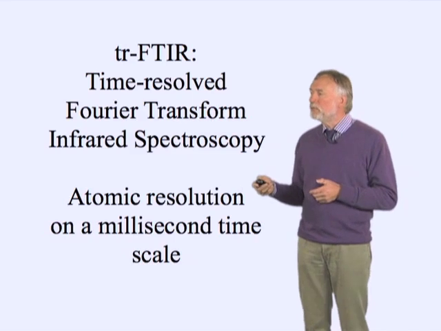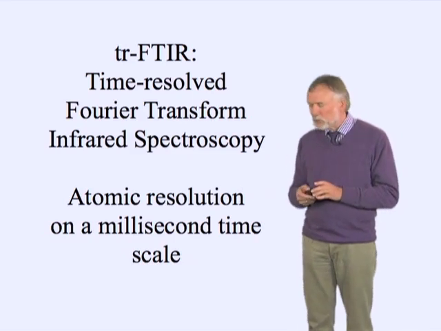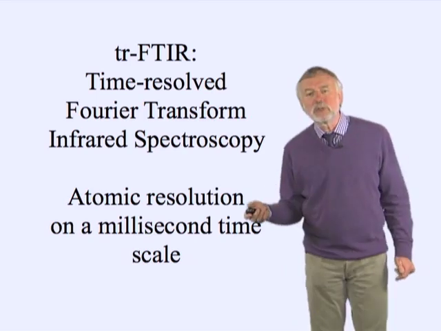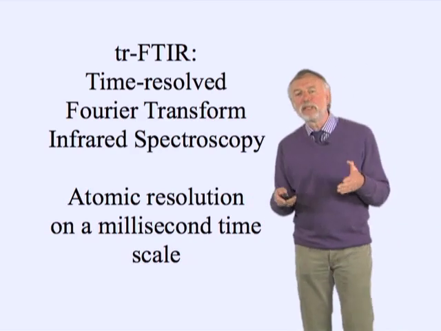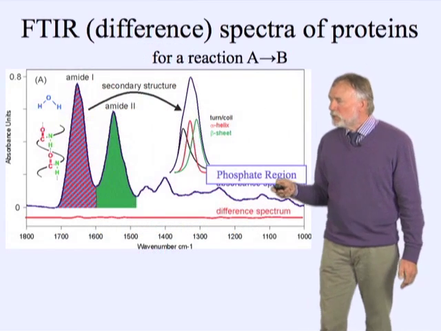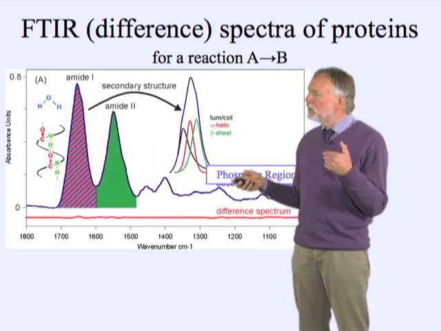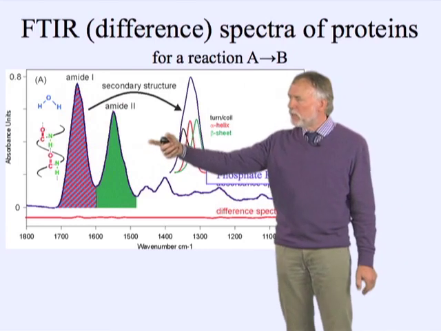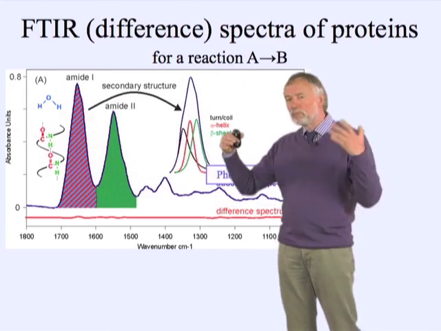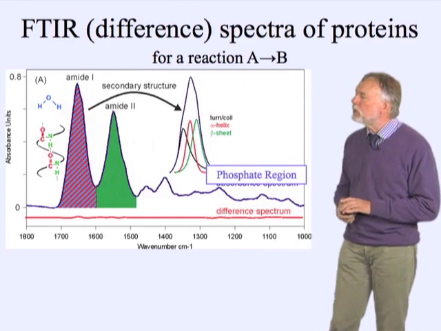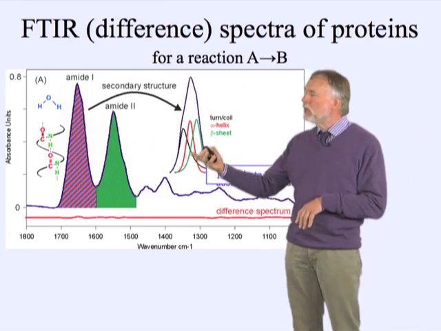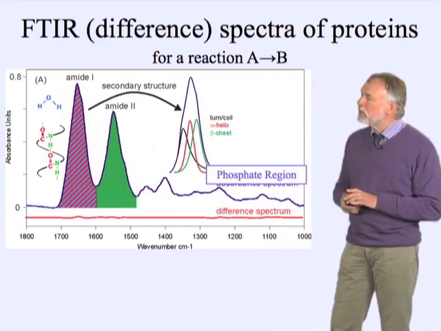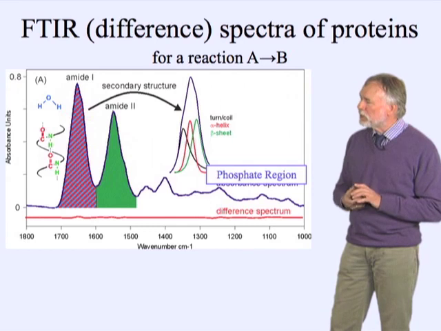So we use time-resolved Fourier transform infrared spectroscopy. And with that we can get almost atomic resolution. We can look at really atoms in the active site at a millisecond time scale. So if you see an infrared spectrum of a protein, which has amide I and amide II bands, it is not very structured information, because it's a mixture of information on alpha helix, beta sheets, and so on. But not great detail can be taken from such a picture.